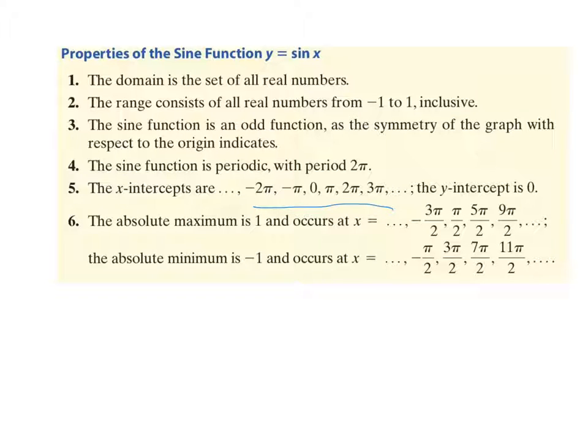We know that whenever we had to graph 1 over the sine, which would be the cosecant, we notice those are the values that make the cosecant undefined. And our absolute maximum is 1 and occurs at these points. And our absolute minimum is -1 and occurs at these points. And here's a graph in case you've forgotten.